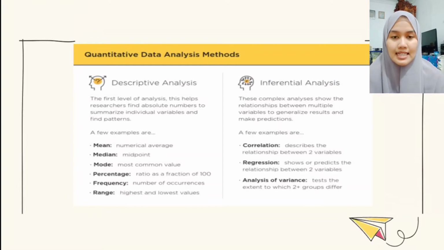And then inferential analysis. This complex analysis shows the relationships between multiple variables to generalize results and make predictions. A few examples of inferential analysis are correlation, which describes the relationship between two variables. Regression shows or predicts the relationship between two variables. And then analysis of variance, which tests the extent to which two or more groups differ.